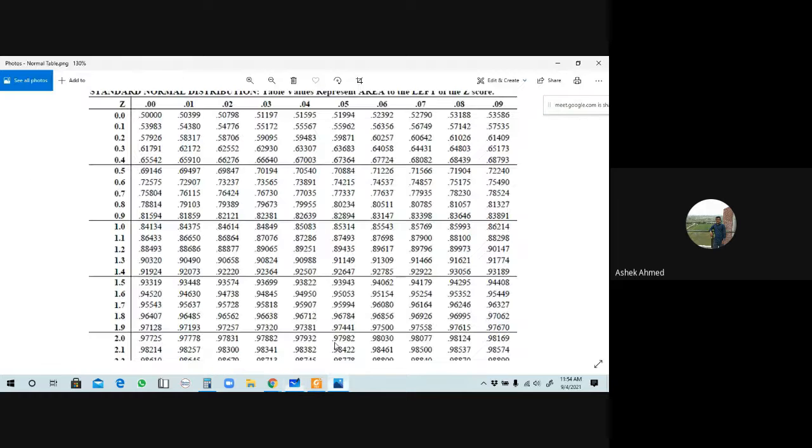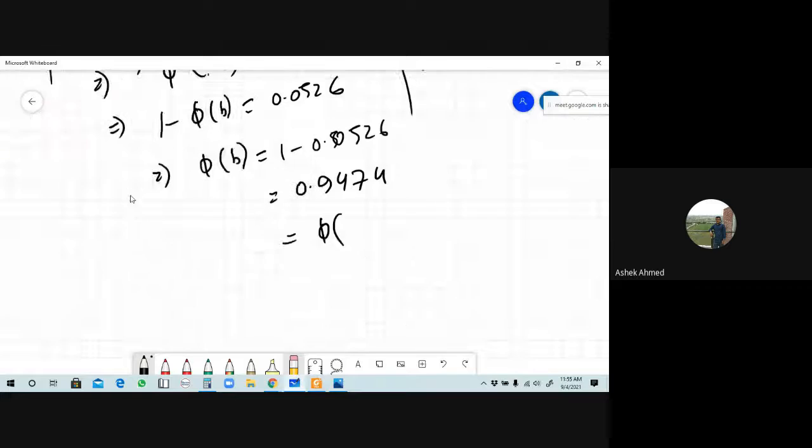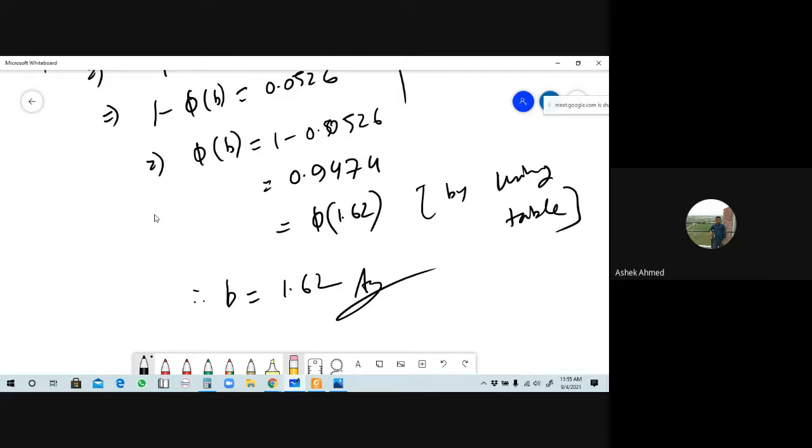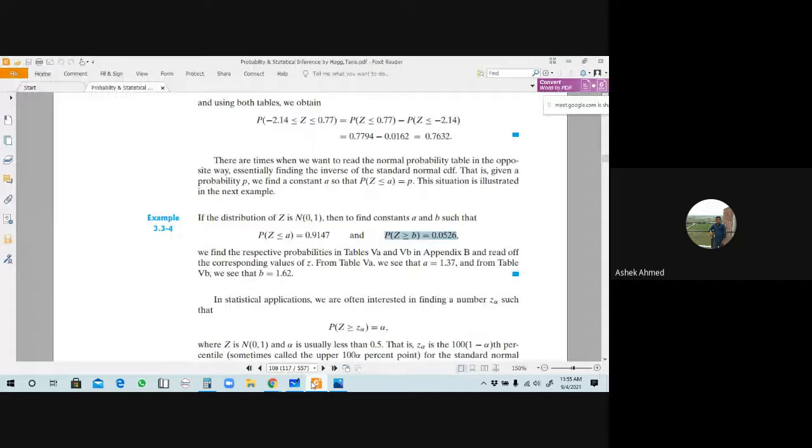From here you can find the approximate value of z. So let's look for 9474. If you take this up to 4 decimal places, it is 9474. Yes, sir. The corresponding value of this will be 1.62. So from here we can say that the value of b will be 1.62. Understand? The value of b is 1.62.